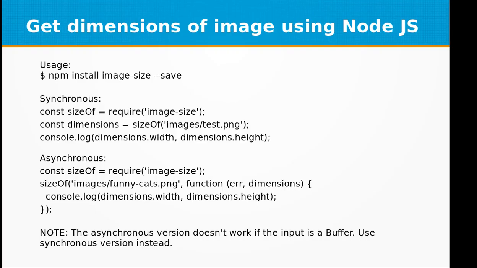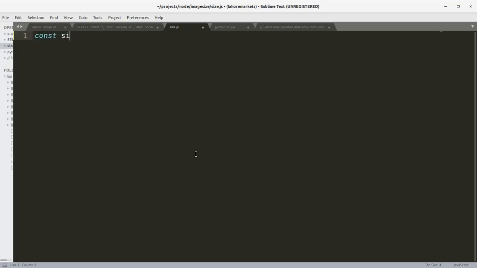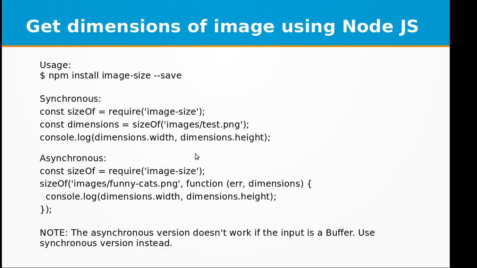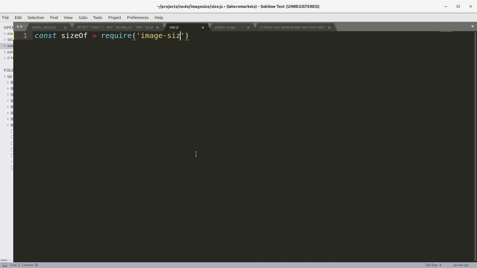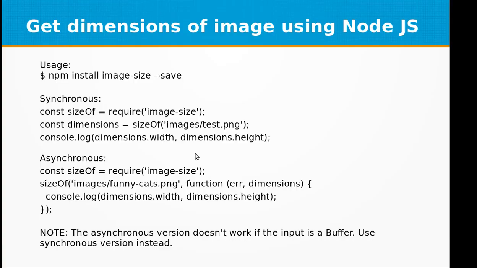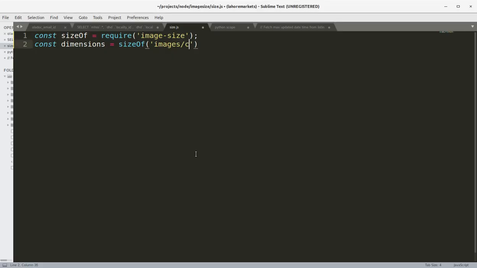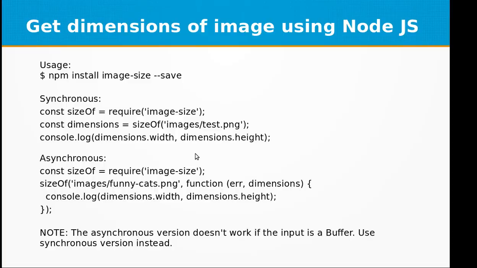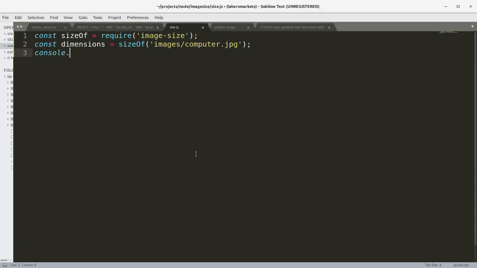and for that let's first see the synchronous way. const sizeOf equals require image size. Okay, now set the dimensions. sizeOf images, and our image is computer.jpg. console.log dimensions.width and dimensions.height. Save the file.